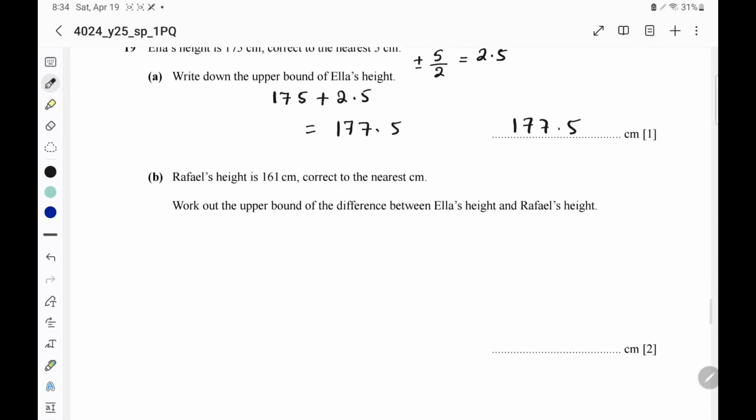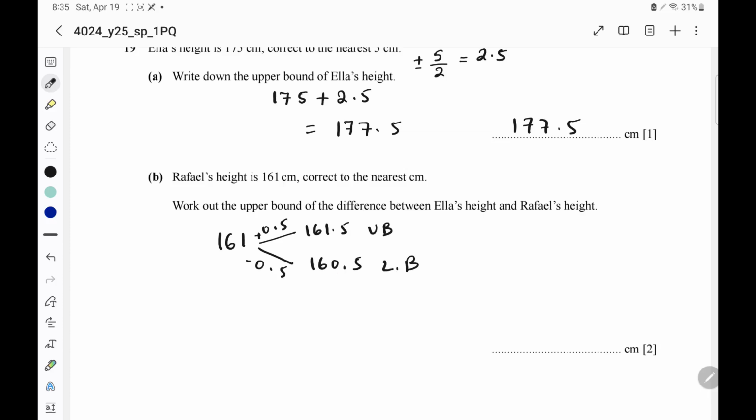Part B, Raphael's height is 161, correct to the nearest centimeter. So nearest centimeter means we add 0.5 or we subtract 0.5. So 161, if you add 0.5, that will be 161.5, that will be the upper bound, and 160.5 whenever you subtract, that will be the lower bound.